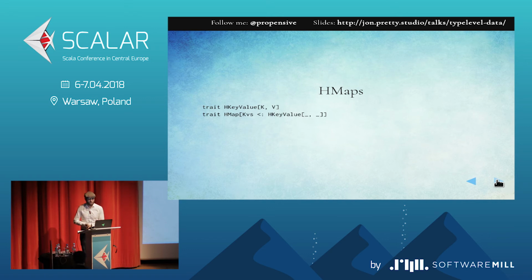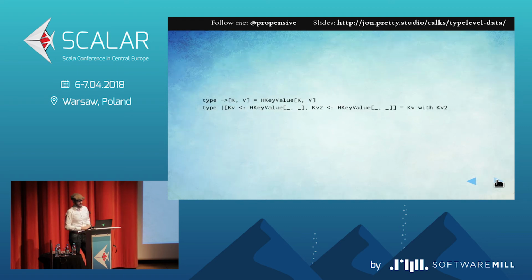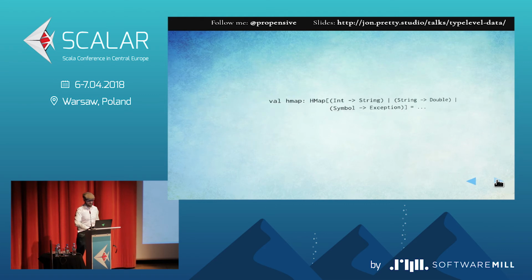Okay, let's think about H-maps. Type-level maps. These are actually a little bit like sets. They're sets of key values rather than just values, or key types, I suppose you could say. We can define a couple of type aliases like this, and we can get this reasonably nice syntax here for an H-map.